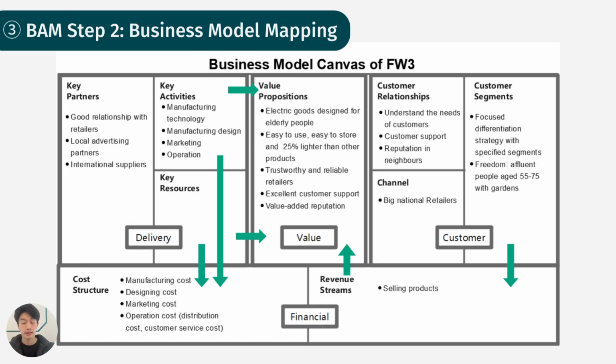For business model mapping, currently, FW3 has a perfect collaboration among its marketing research, design, and manufacturing team. Thus, FW3 can maximize the value delivered to the target segments. The value proposition of FW3 is mainly the capability to design differentiated products. For instance, Freedom, which is easy to use, easy to store, and 25% lighter than other products. Also, FW3 chose to sell the products with reliable retailers, from which customers will gain more trust and reliability.